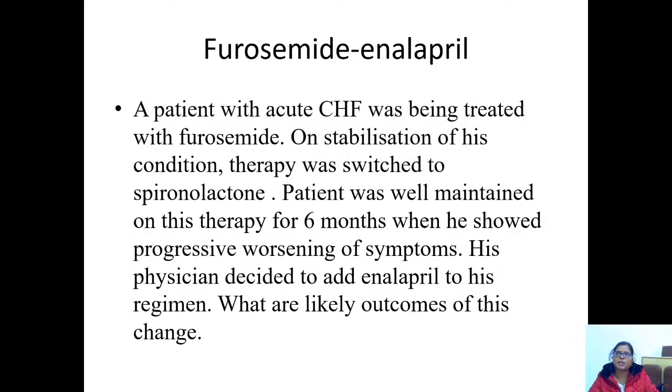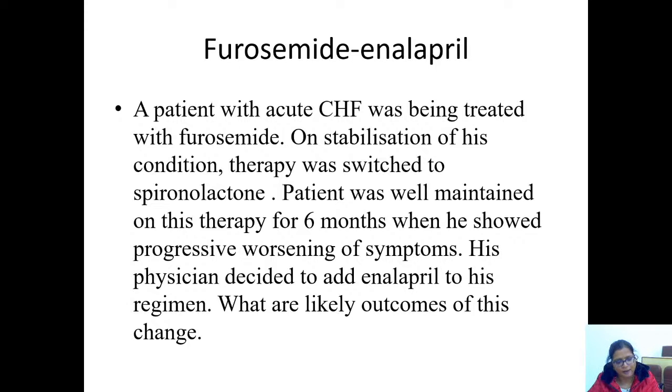Next, a patient with acute congestive heart failure was being treated with furosemide. On stabilization of his condition, therapy was switched to spironolactone. The patient was well maintained on this therapy for 6 months. When he showed progressive worsening of symptoms, his physician decided to add enalapril to his regimen. What are the likely outcomes of this change? So here the patient presents with symptoms of acute congestive heart failure, acute CHF. He is being treated with furosemide.